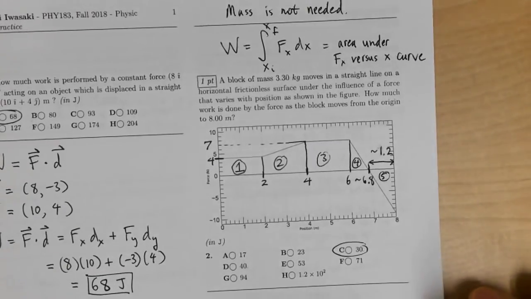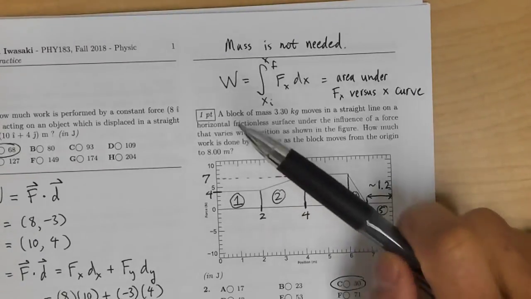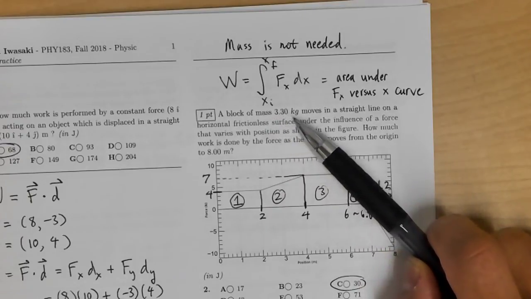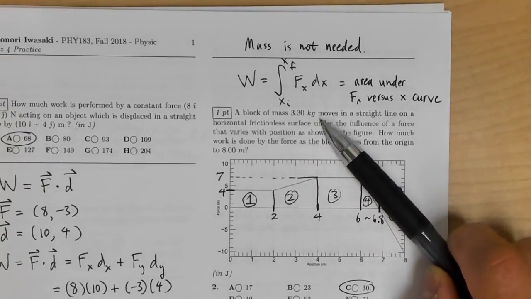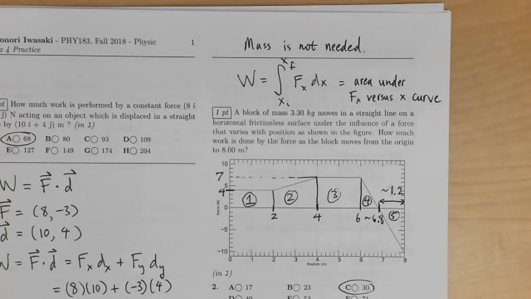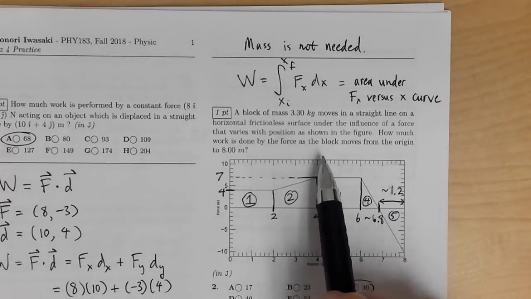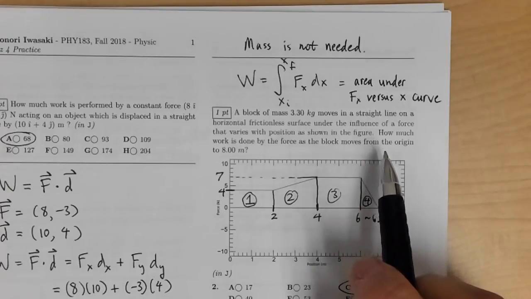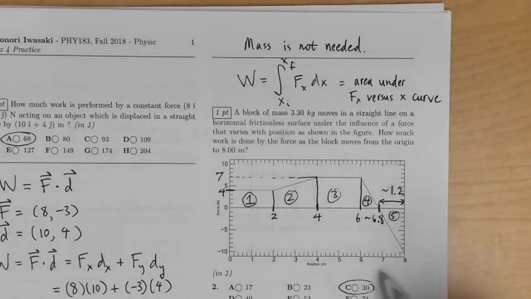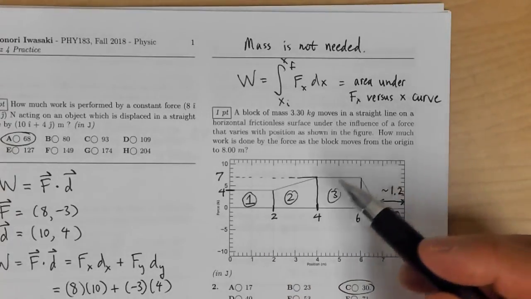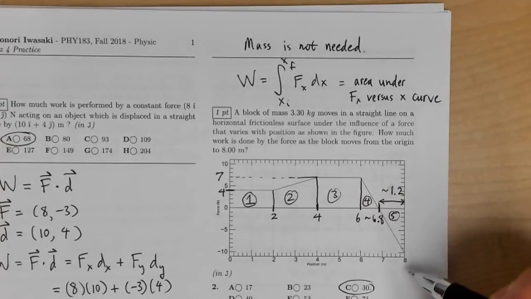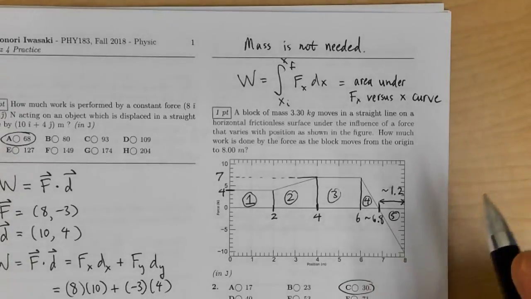Okay, moving on to number 2. A block of mass 3.30 kilograms moves in a straight line on a frictionless horizontal surface under the influence of a force that varies with position as shown in the figure. How much work is done by the force as the block moves from the origin to 8 meters, from here to there? So we have force and we have position. So it's all along a straight line.